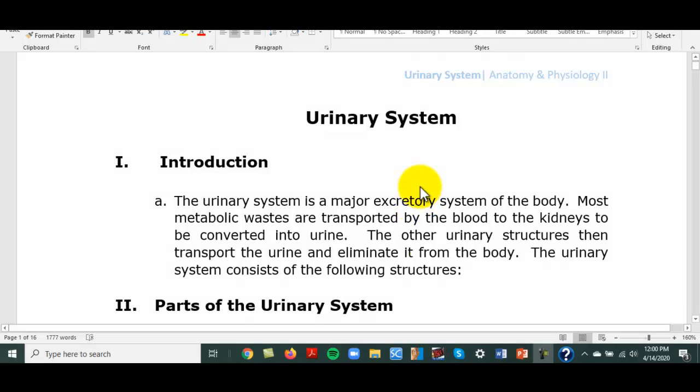Okay, the urinary system. Another very detailed body system. I can probably say that all throughout AMP2 lecture. And we're going to start with an introduction.